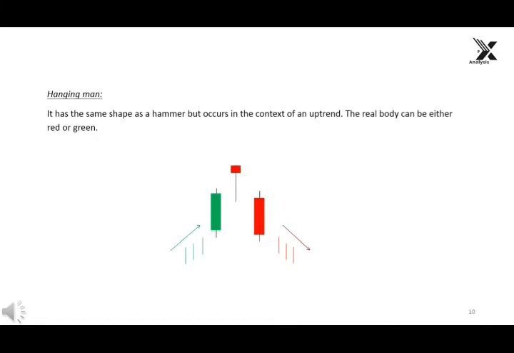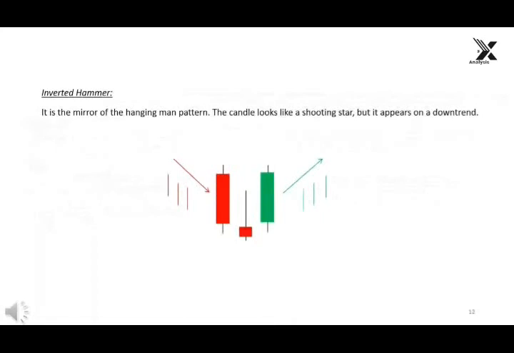When the high and the open are the same, a bearish hanging man candlestick is formed, and it is considered a stronger bearish sign than when the high and close are the same, forming a bullish hanging man. The bullish hanging man is still bearish, just less so because the day closed with gains. This is the mirror of the hanging man pattern. The candle looks like a shooting star, but it appears in a downtrend.